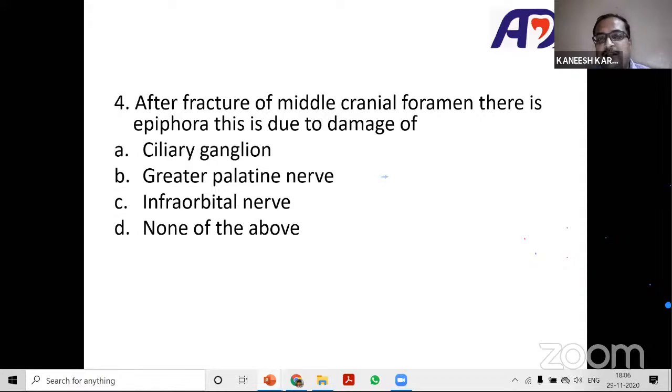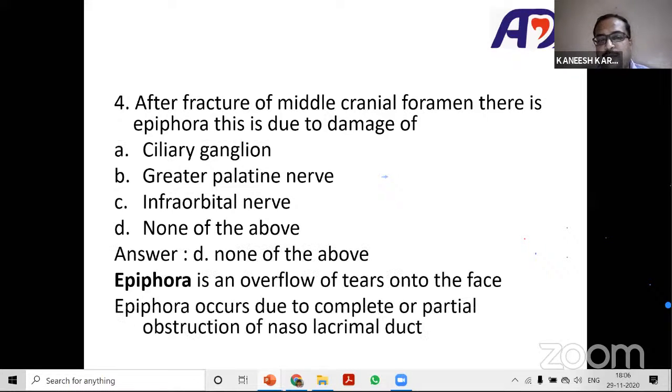After fracture of the middle cranial foramen, there is epiphora. This is due to damage of... okay. Let us see what is epiphora. Okay, epiphora is the excessive tears, yes, correct. The answer is D. Epiphora is an overflow of tears onto the face.